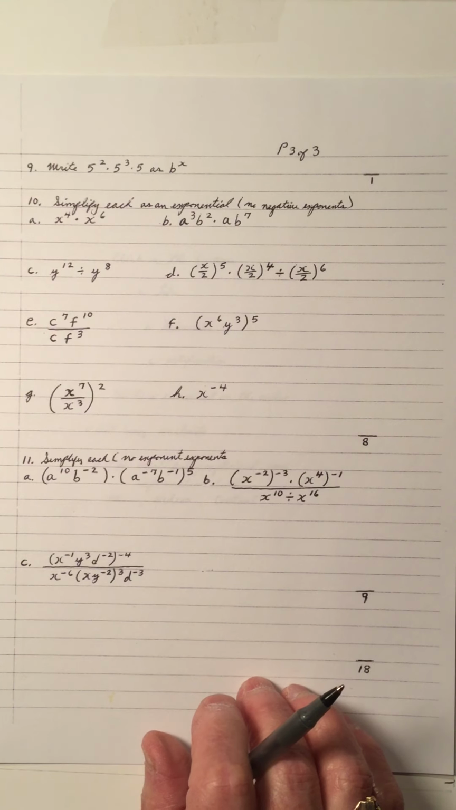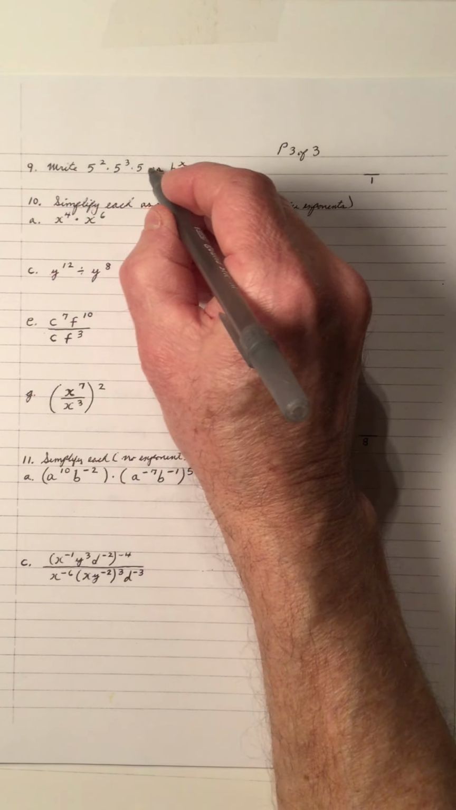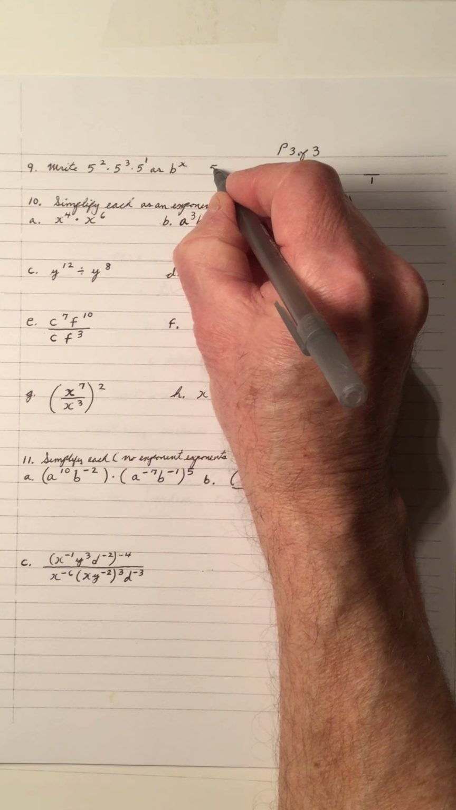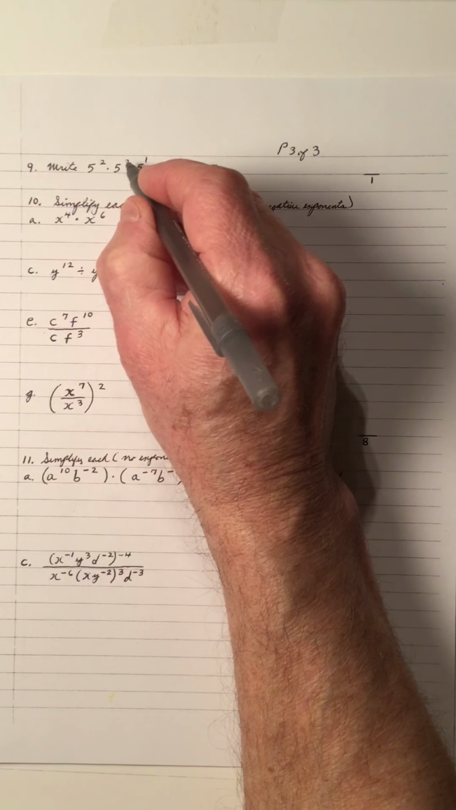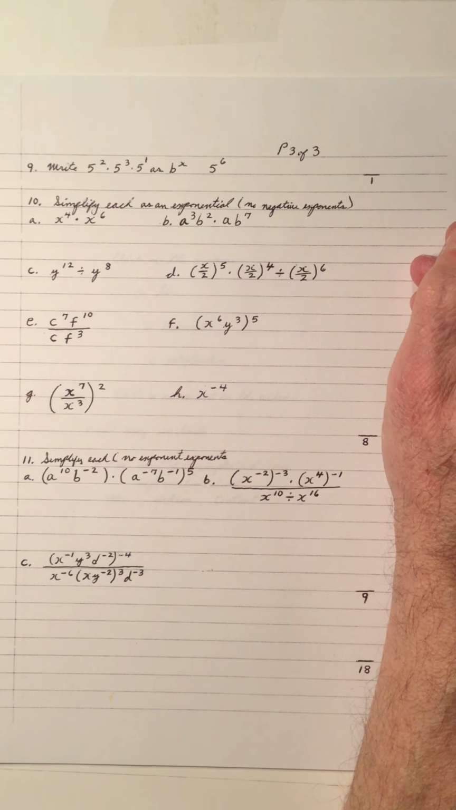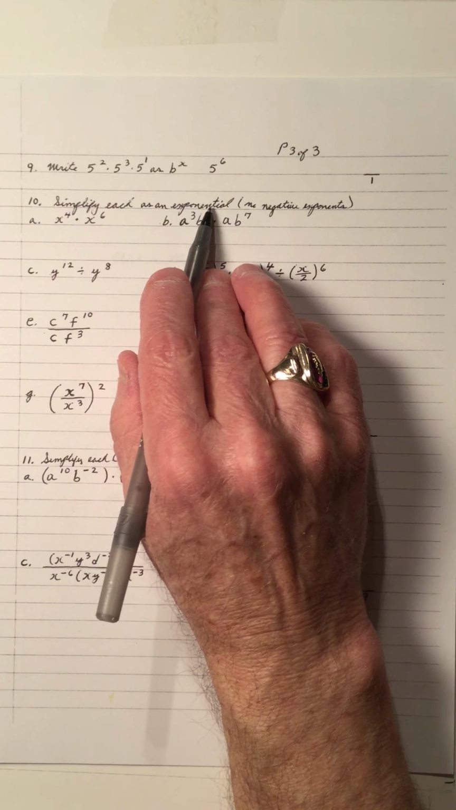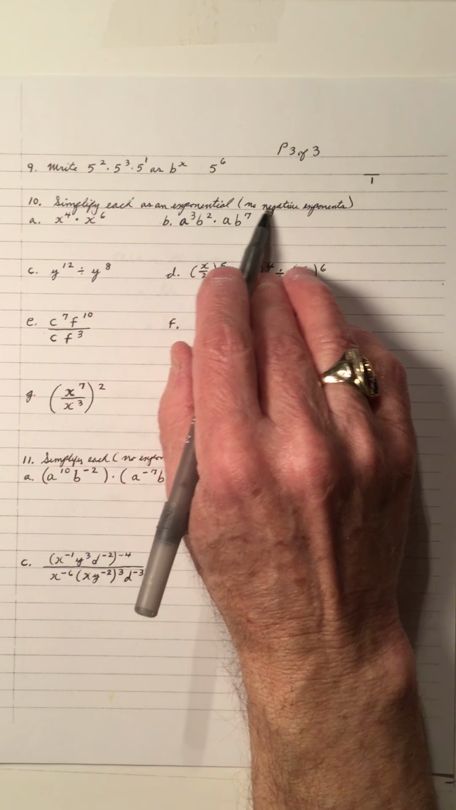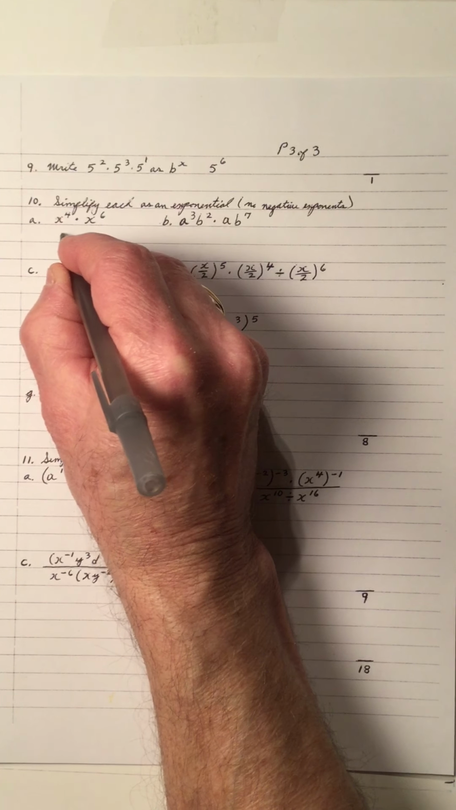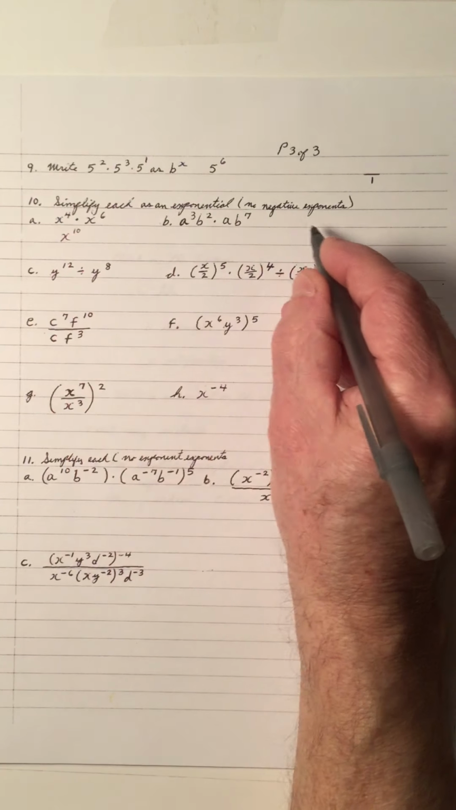Number 9, write 5 squared, 5 cubed times 5 as b to the x. So that's understood to be a 1. So when we multiply exponentials with the same base, write down the base, 2 plus 3 plus 1 is 6. Simplify each as an exponential. That means in exponential form. No negative exponents. Don't want any negative exponents. When you multiply, you add.